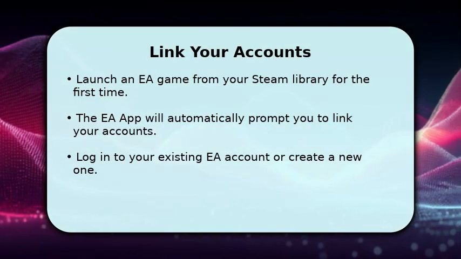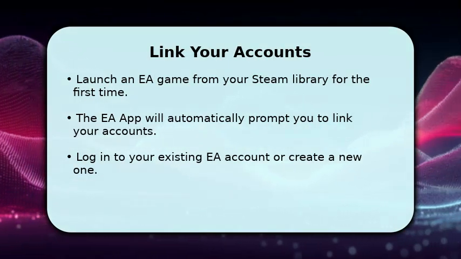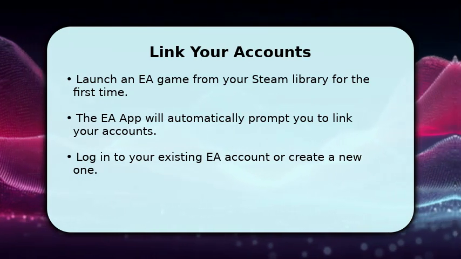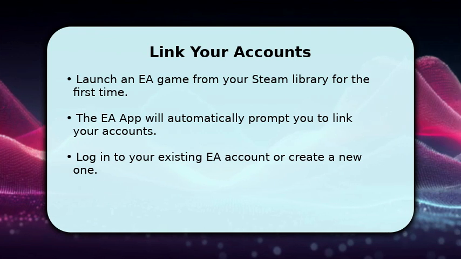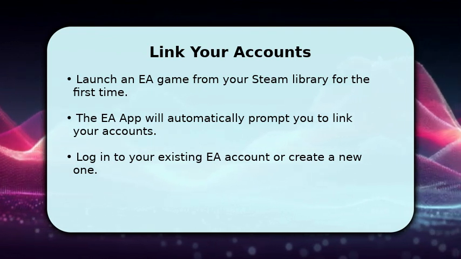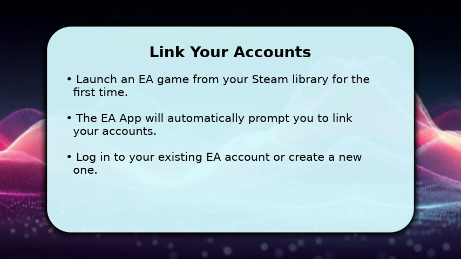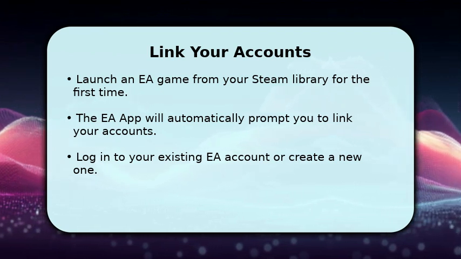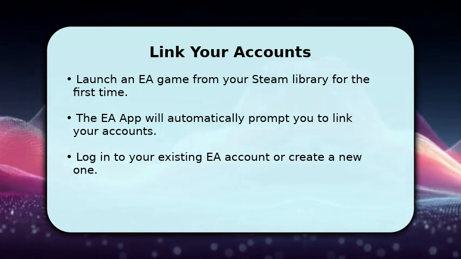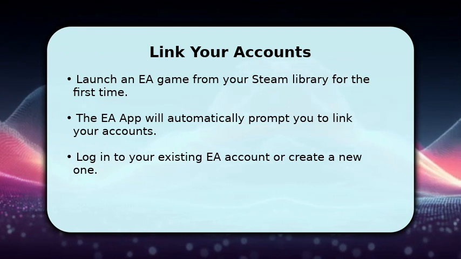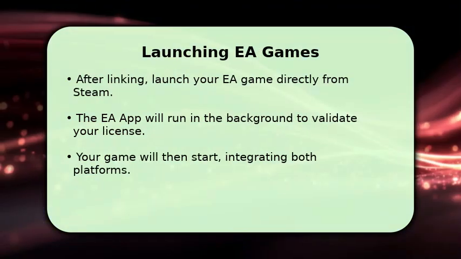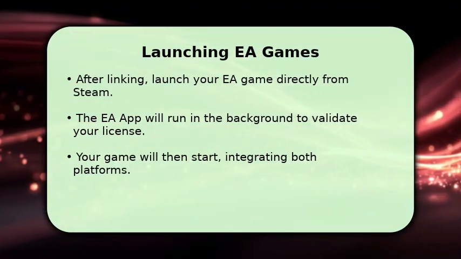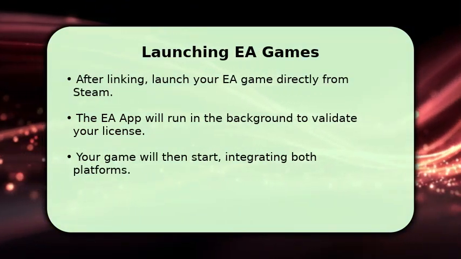The next step is linking your accounts, which is a straightforward, one-time process. Simply launch any EA game from your Steam library for the very first time. The EA app will then automatically open and guide you through linking your Steam and EA accounts. You'll just need to log in with your existing EA account details or quickly create a new one if you don't have one yet. Once your accounts are successfully linked, launching your EA games becomes quite simple.